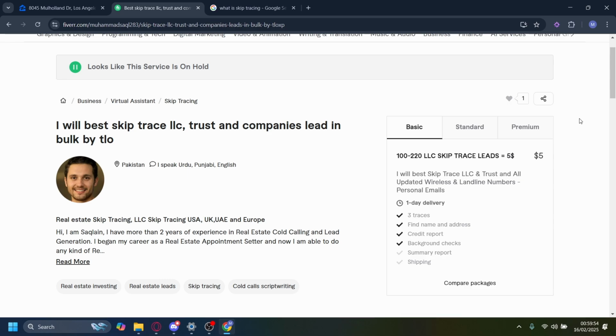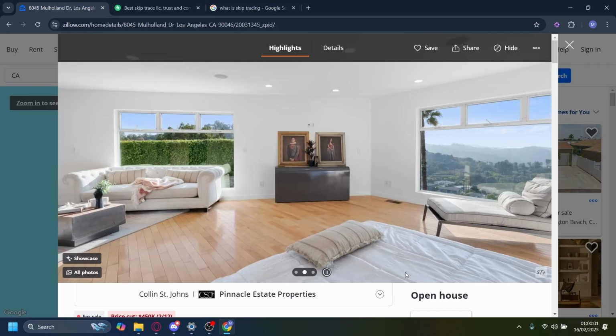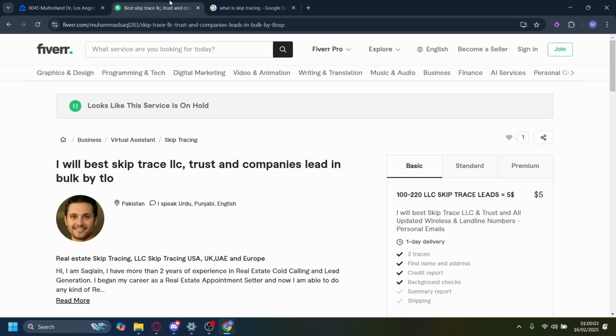like their phone number, their email, their home address, things like that. And if you can't contact them on this contact listing, because of skip tracing, you can contact them in a more direct and personal way.